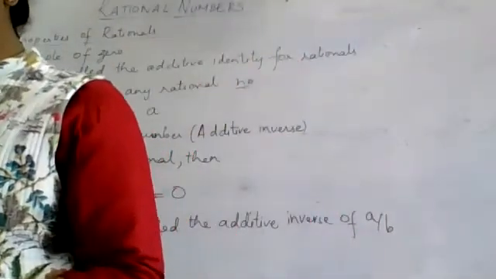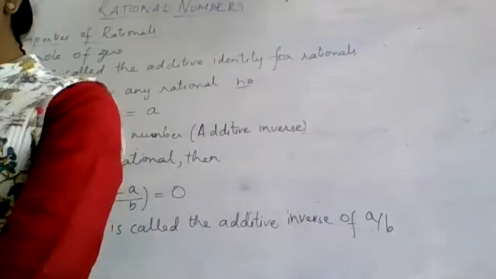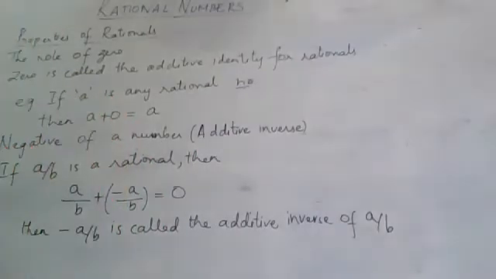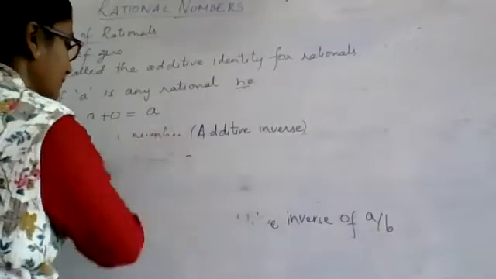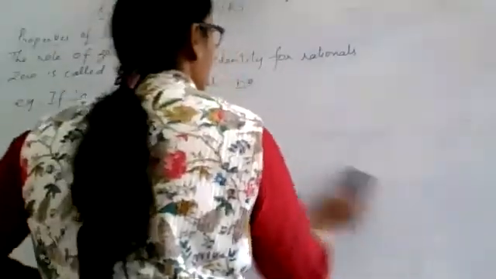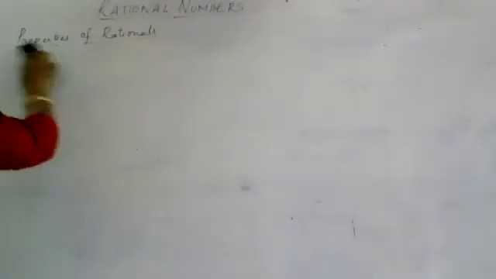Now the next property that we will see is the reciprocal. I'll clear this quickly so that we can write the reciprocal. That is the third property that we are seeing today.